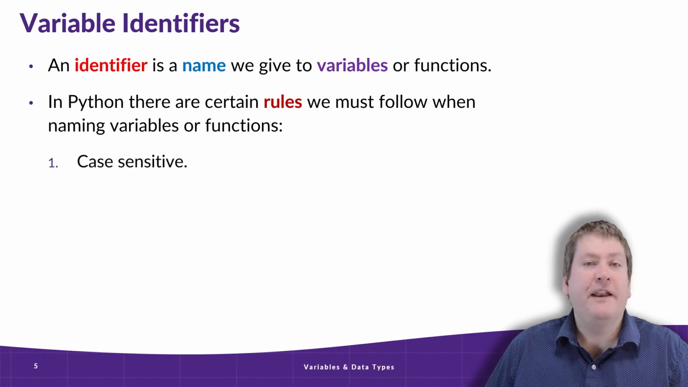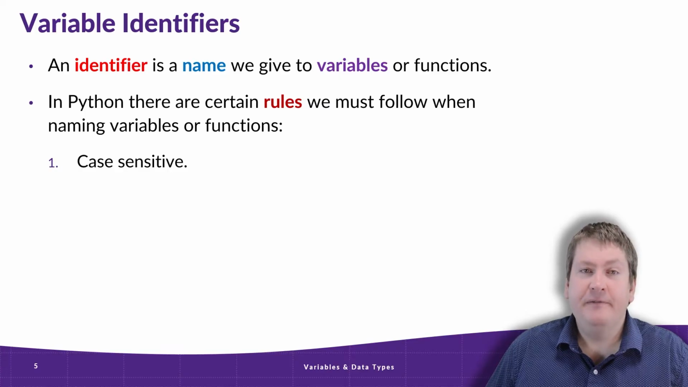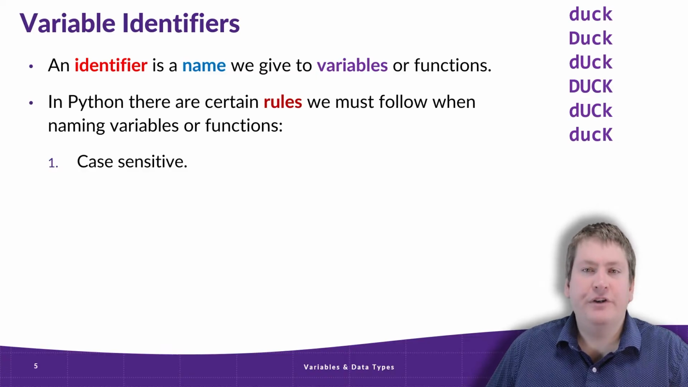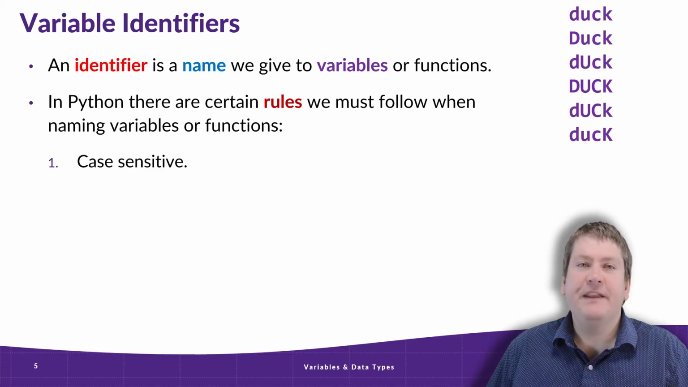The first rule is that identifiers are case sensitive. This means that capitalization matters. For example, all of these different capitalizations of the word duck would be different variable names. If you had all of these in your Python program, they would each be a different variable name and could each return a different value when you're calling on them.